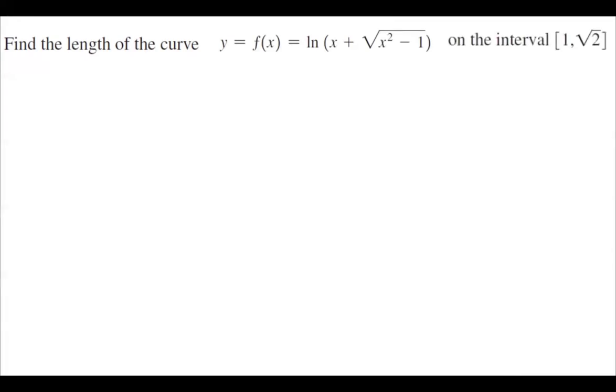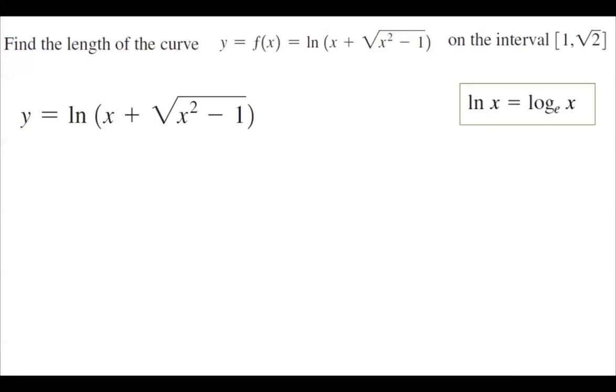Very well. Example for you. The question says, find the length of the curve y equals ln of x plus the square root of x squared minus 1 on the closed interval 1 to square root of 2. Okay. y is equal to ln of x plus the square root of x squared minus 1.